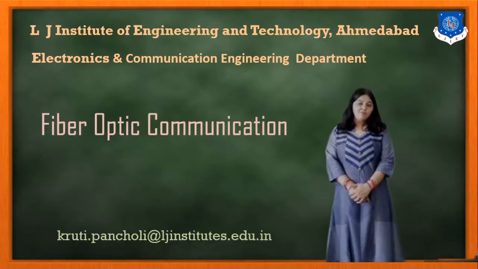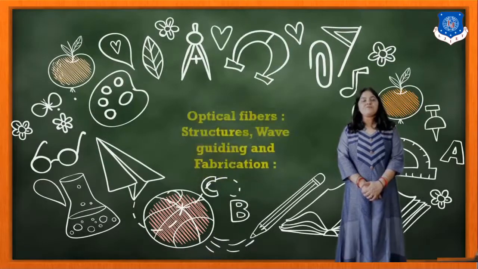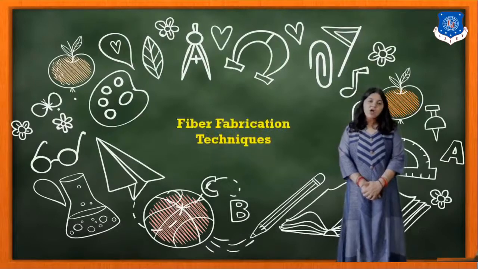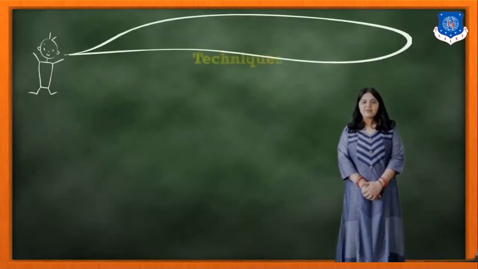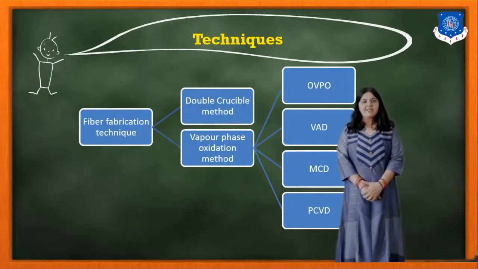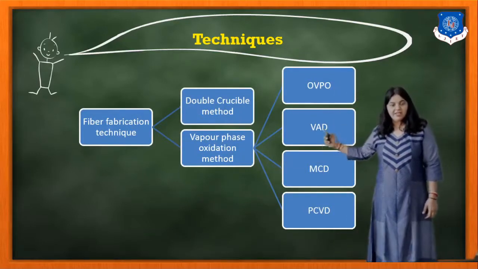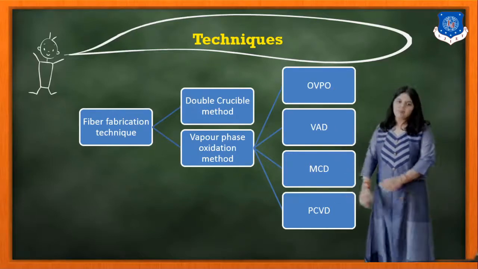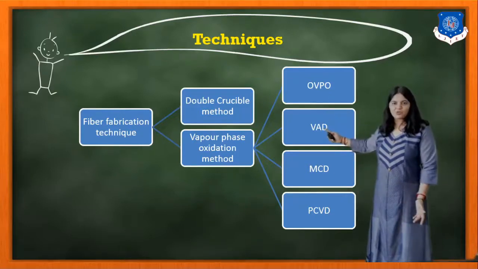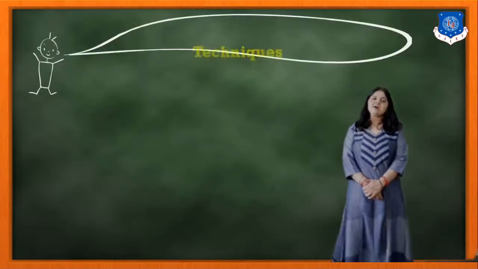So friends, what we learned in the last video was regarding the fiber fabrication techniques. We learned about the first two methods of fabricating the fiber. You know that there are four particular methods of fabricating the fiber. What are those? They are OVPO, VAD, MCVD and PCVD. We have studied the first two methods in the last video. Today we will study the other two methods of fabricating the fiber.